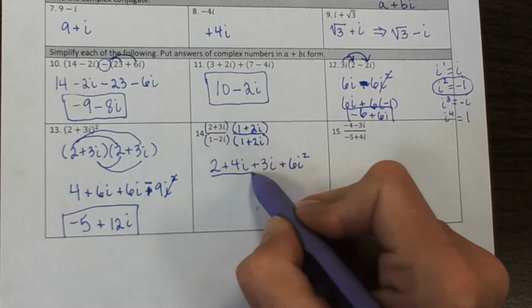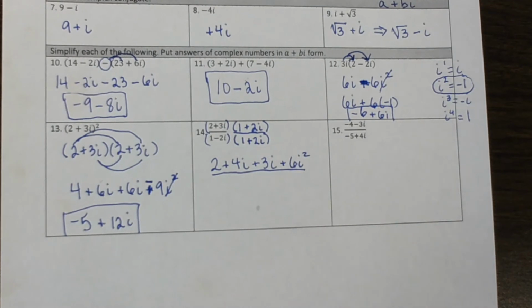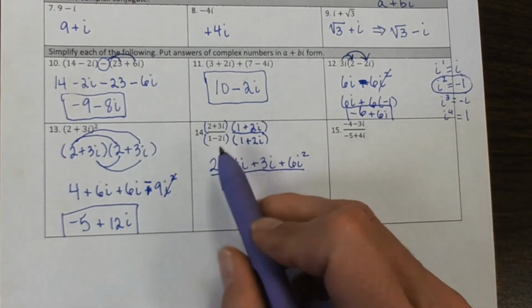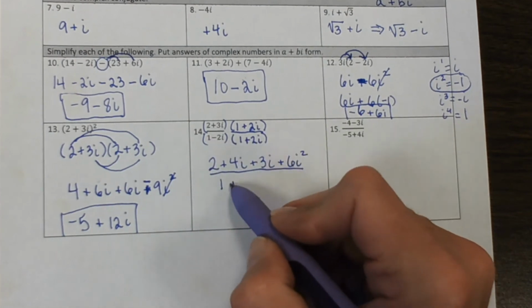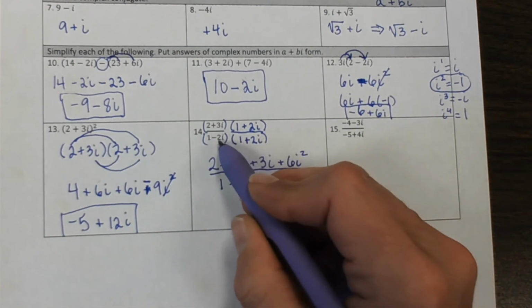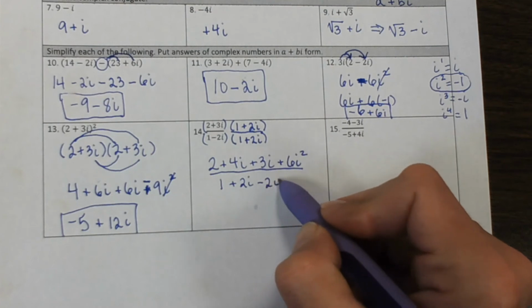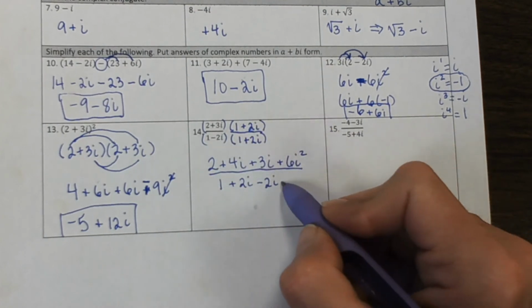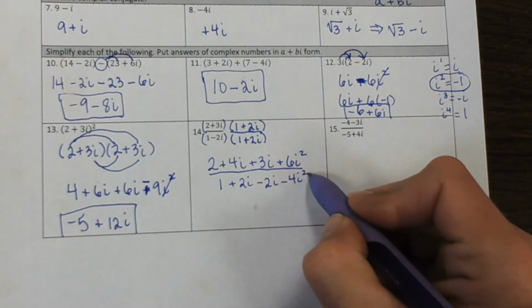Now I'm going to come back in a second and simplify, but I'm going to go to my bottom and do my FOILing. 1 times 1 is 1. My outer is plus 2i. My inner is minus 2i. And my last term, negative 2 times positive 2, is minus 4i squared.